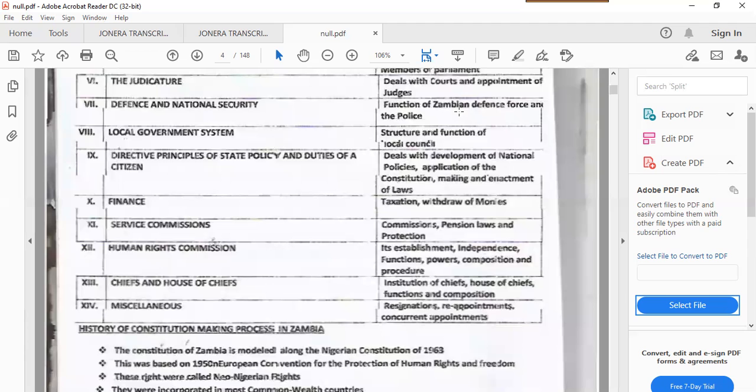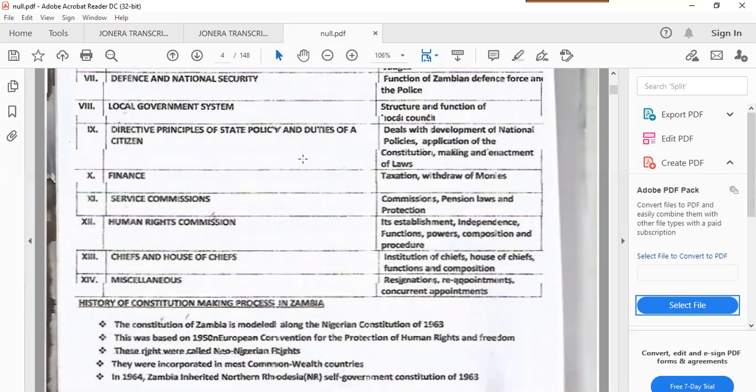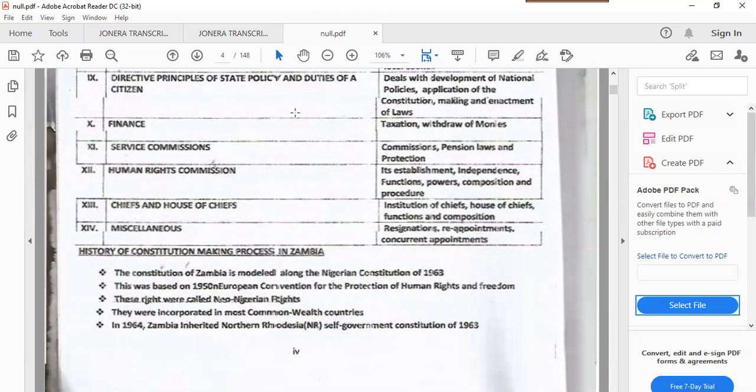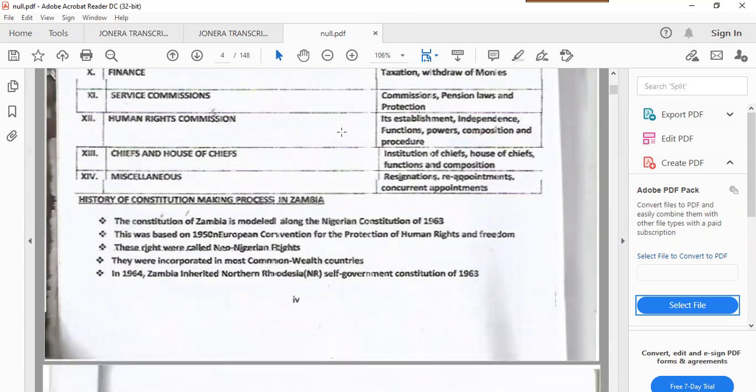Local government systems, these are the structures and functions of the local council and sub-districts. Directive principles of state policy and duties of a citizen. These deal with development of national policies, application of the constitution, and enactments of the law. We also need the national budget. So here we have the finance sector where we do taxation and withdrawal of monies, service commissions, pension laws and protection, NAPSA people, Human Rights Commission.